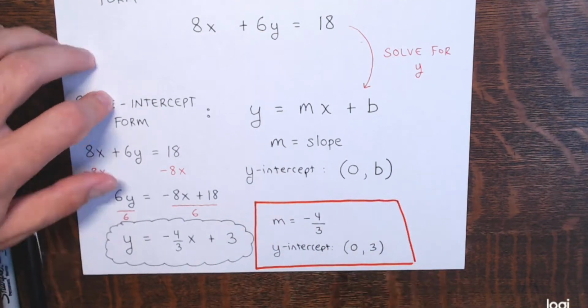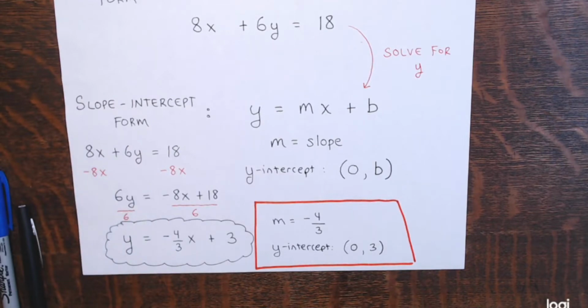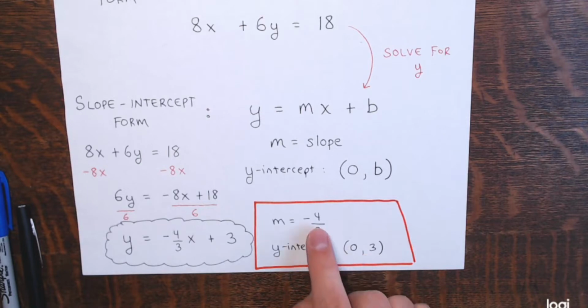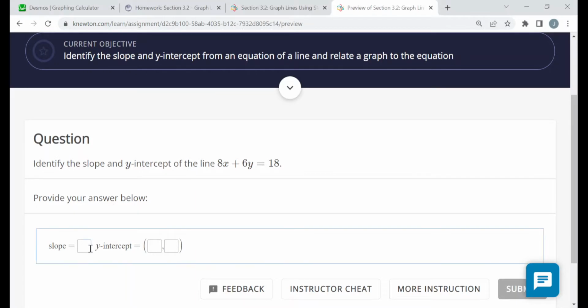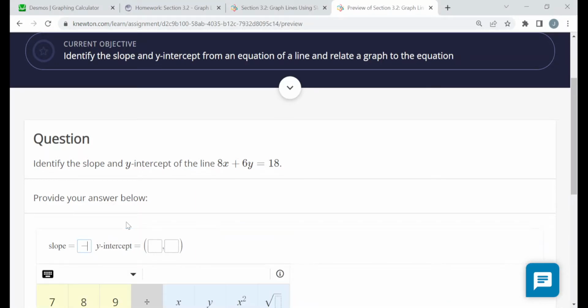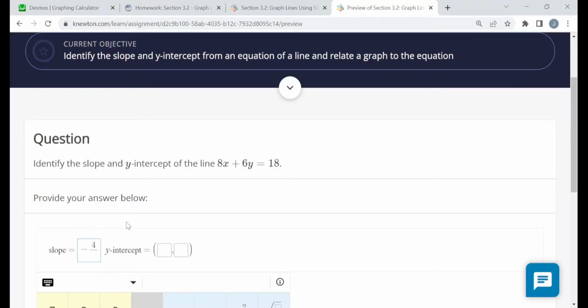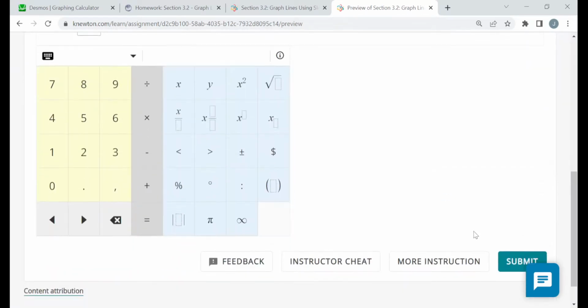And you can make a graph, just like we made graphs earlier. Plot the point (0, 3), and then use the slope, go down 4, right 3, and you'll get another point, and then you can make a drawing. But I am not drawing this line. All we were asked for was the slope, so I enter negative 4/3. And the y-intercept, x-coordinate 0 always for y-intercepts, y-coordinate positive 3, and submit.